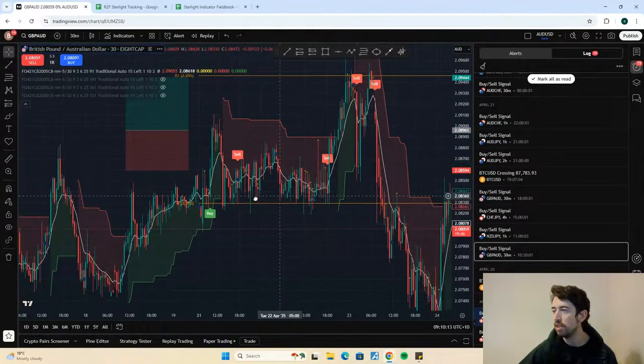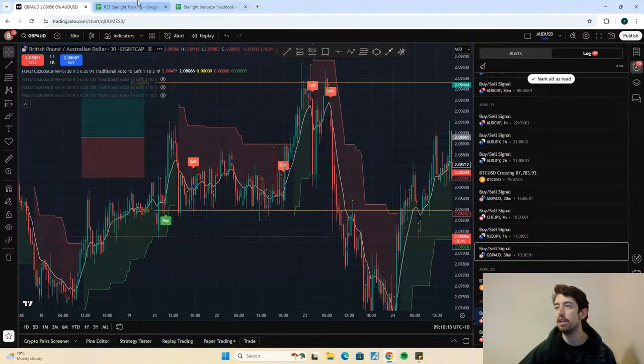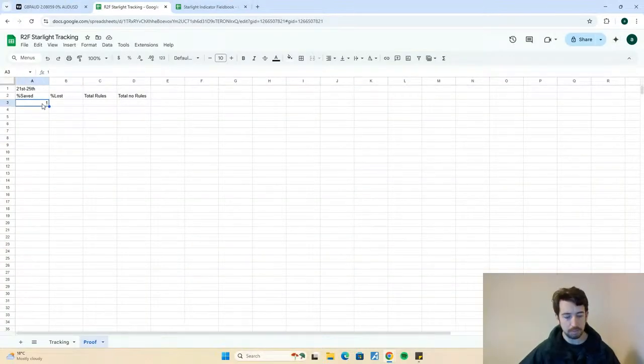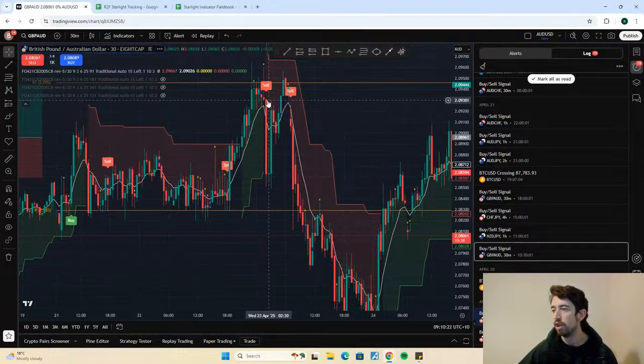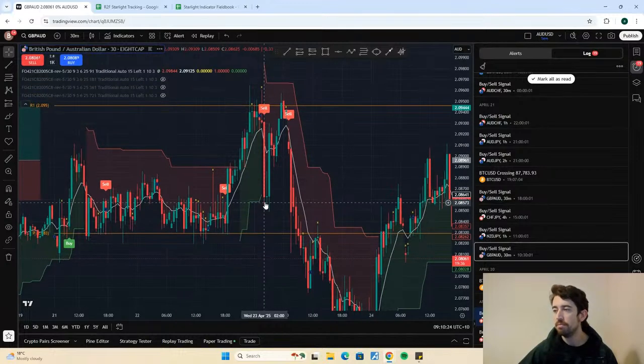You would have lost on this trade. So then you go straight back over to here. Already at 3% on this pair. Cool. So would you have been able to hop into this one? No, because your stop loss would have been too big.